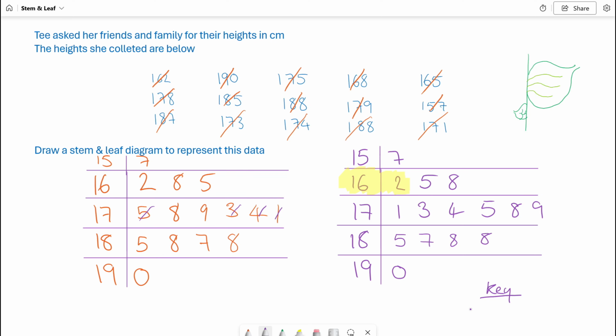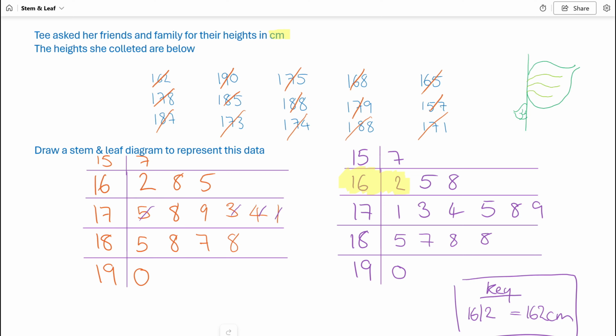I'm literally going to write down that bit there. So 162 with the line. This is saying that the key, what does that mean? Let's look in the question, it is height in centimeters. So this means it's 162 centimeters. Now that you have the key, you have meaning to the stem and leaf diagram.